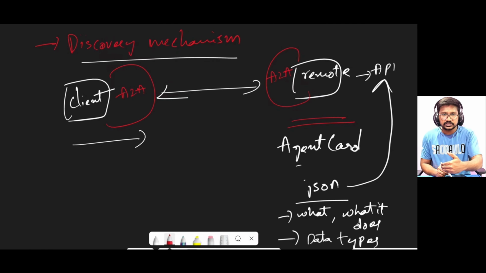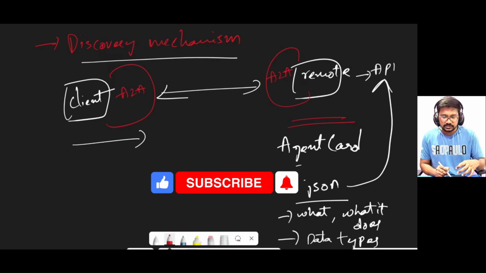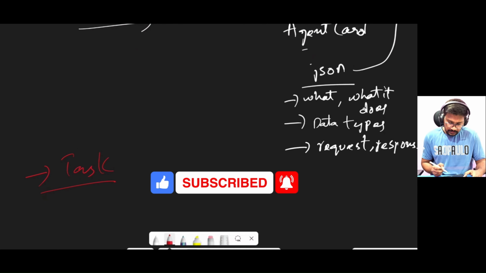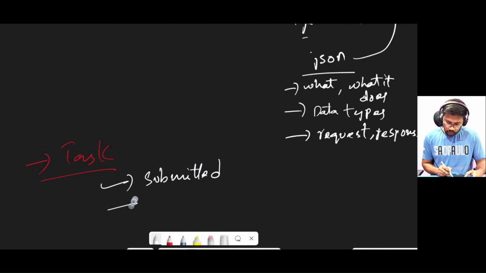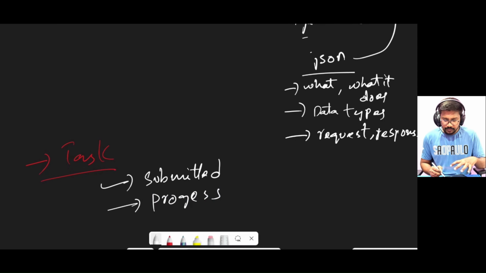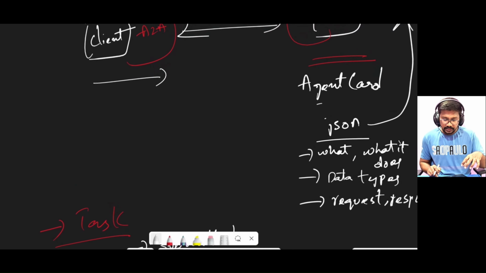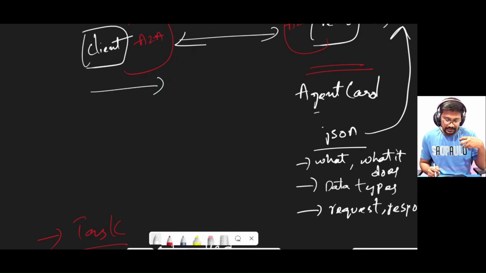Whenever the client sends a request, this remote agent will respond with a task submitted status. A task will have many different states, like submitted, in progress, cancelled, or executing in the background. There can be many different states of the task. Based on that, our client agent will request the remote agent, or it will wait for some time until the response comes from the remote agent.